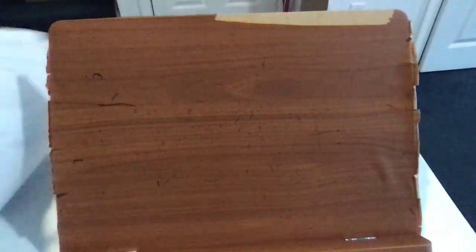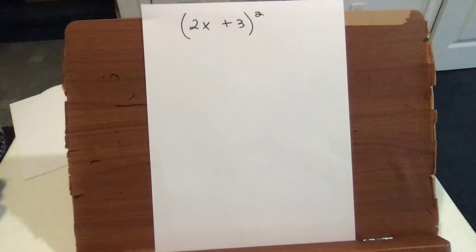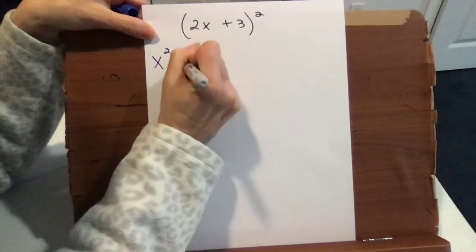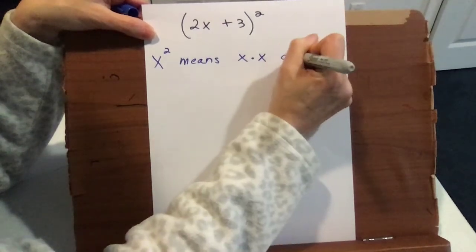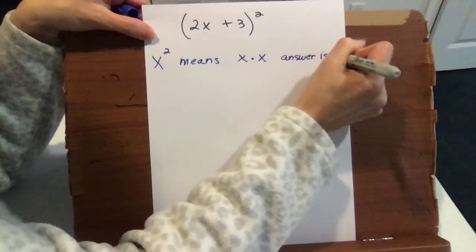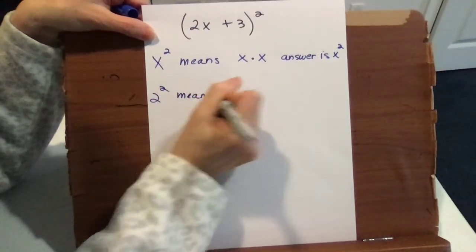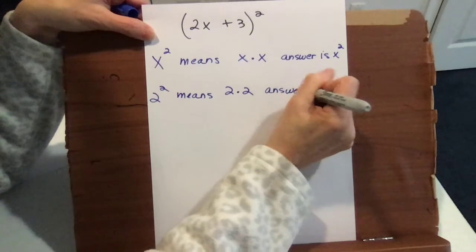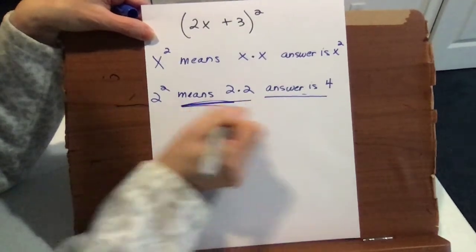Right, next, another special case of multiplying polynomials is we've got the quantity of 2x plus 3 squared. So I think first what we need to go back to is understanding meaning. X squared means x times x. Its answer is x squared. 2 squared means 2 times 2. But the answer to 2 squared, or 2 times 2, is 4. So the answer is completely different from the meaning.